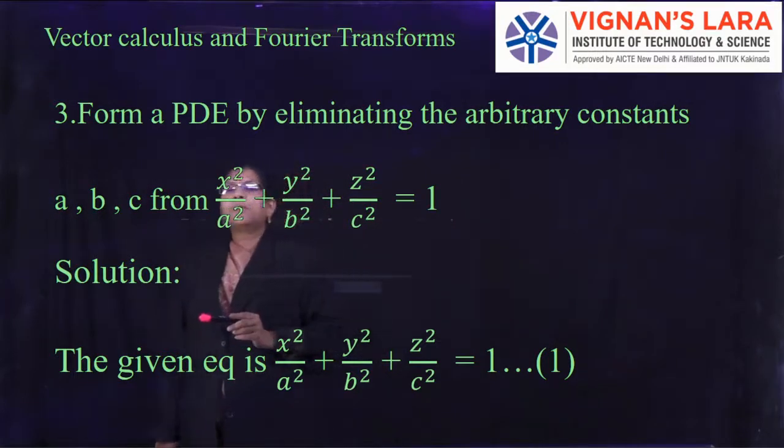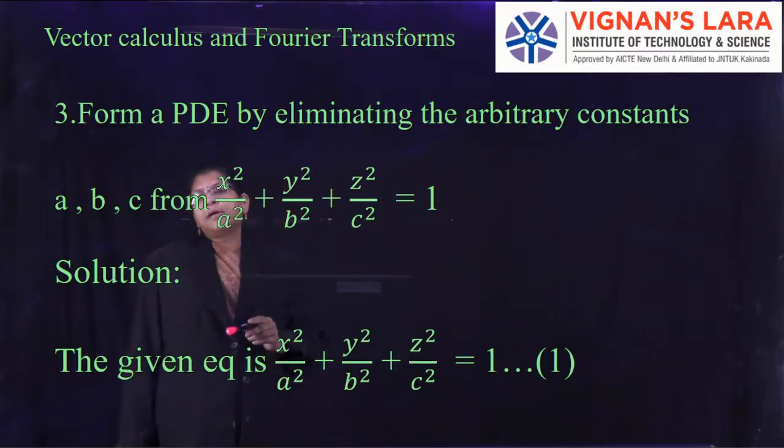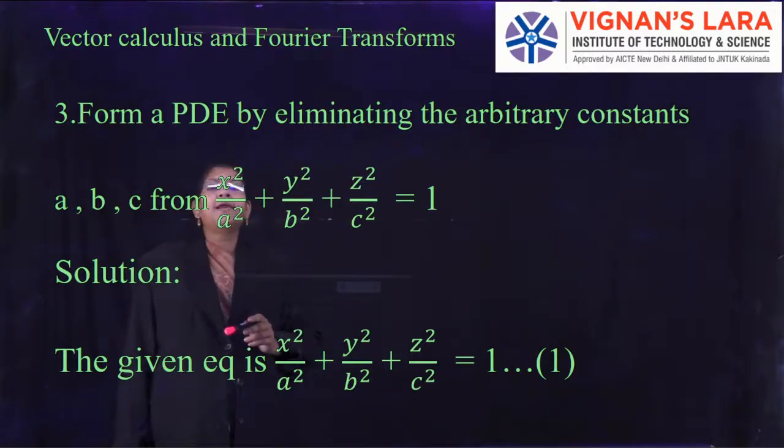In this particular problem, we have to eliminate the arbitrary constants a, b, c. So number of constants to be eliminated is 3. How many independent variables are there? There are only 2 independent variables. What are the 2 independent variables here? x and y. Number of constants are 3. Number of independent variables are 2. So number of constants to be eliminated is more than the number of independent variables.